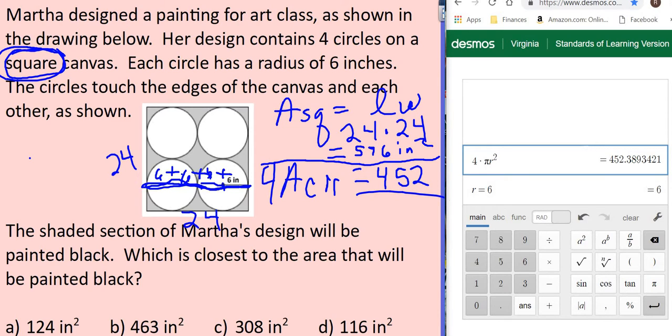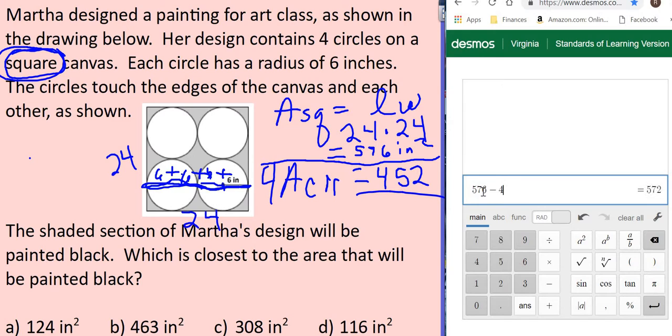452. So if I want to find the difference, just the black part, I'm going to take the area of my entire square, which is 576, and I'm going to subtract the area of all 4 of my circles put together. So that leaves me with 124 inches squared that need to be painted black. Okay? Again, that's a tough one, but you can do it.